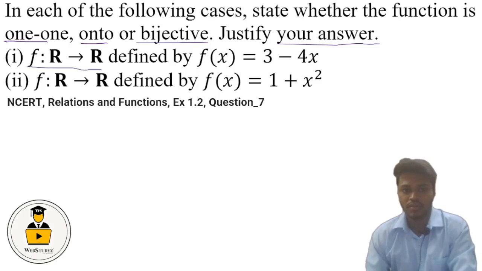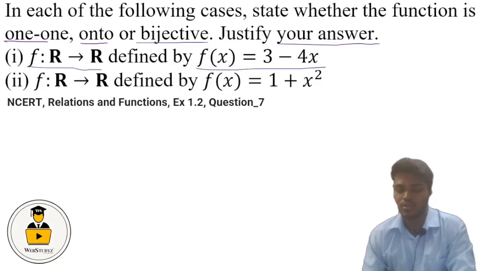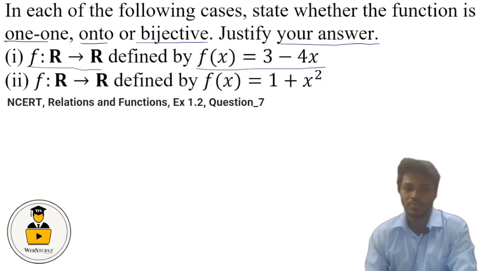We have a function from R to R, and the function is f of x equals 3 minus 4x. This is our first function and it is from R to R. In order to check for onto function, first we will check for one-one function.